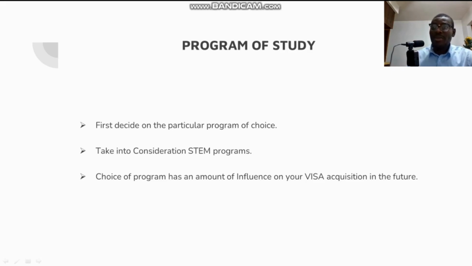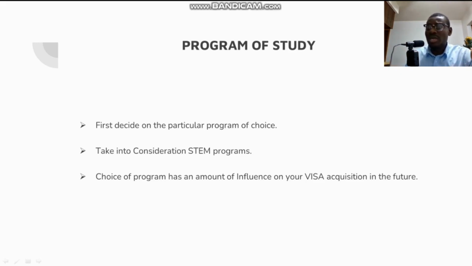Now, for STEM related programs, your OPT period, I think, is 3 years. So you are first given 1 year OPT, and then after 1 year, you have the chance to renew it for the next 2 years. So in total, you can have 3 years to stay in the United States and work. Now, for non-STEM programs, you have only 1 year. So you know what I mean? You have to make the decision.